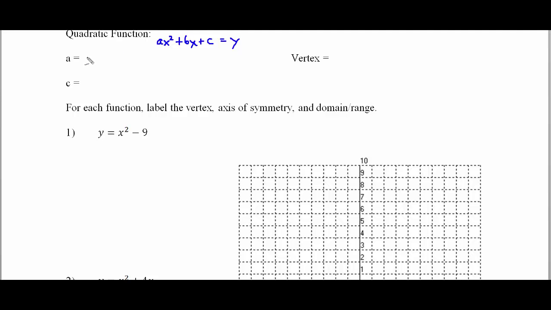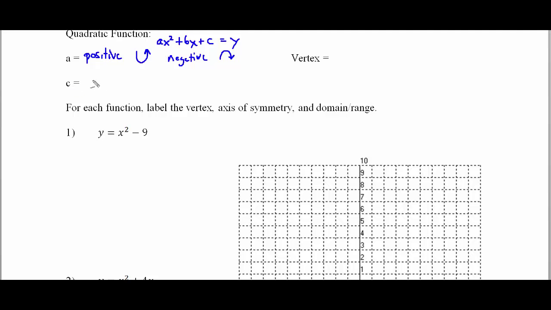The a value, otherwise known as the amplitude, is useful in figuring out whether this is going to be a smile or a frown from a graphing perspective. So if the a value is positive, then it's going to be a smile. And if the a value is negative, then it will be a frown. And if the a value is ever 0, then it would be a linear equation.